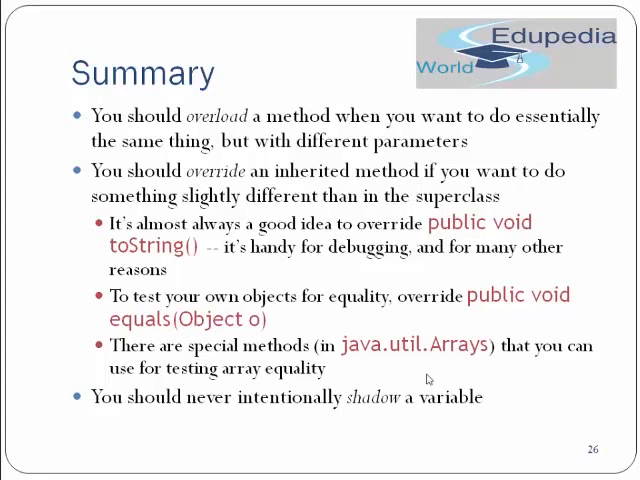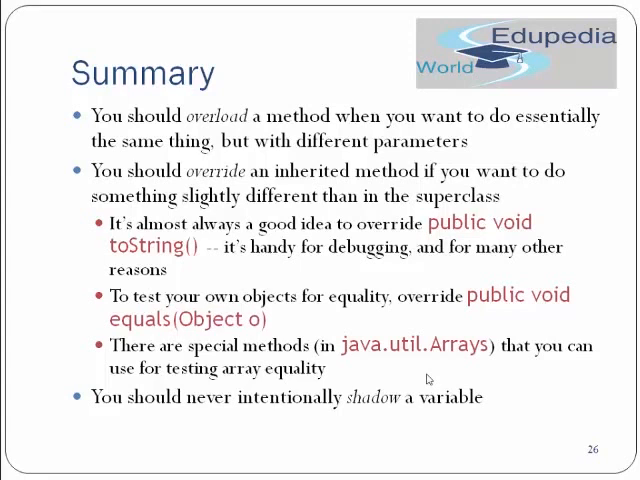Now we have come across overloading and overriding, so let's go through the summary. You should overload a method when you want to do basically the same thing but with different parameters. If the parameters are different but the functionality is the same, then use overloading. You should override the inherited method if you want to do something slightly different than in the superclass. If there is no change in the parameters or the signature, then override it. It's almost always a good idea to override toString because it's handy for debugging.